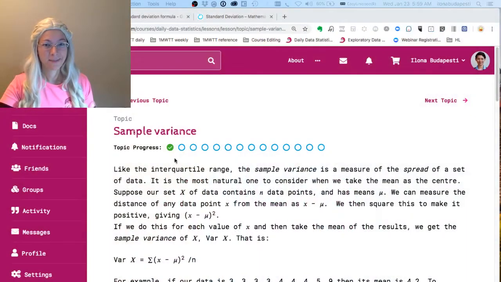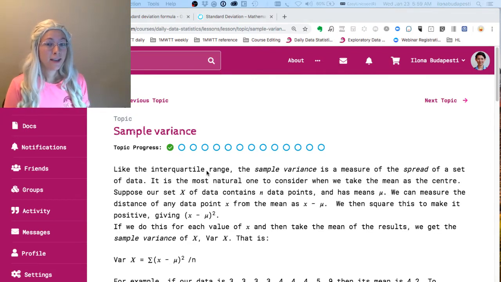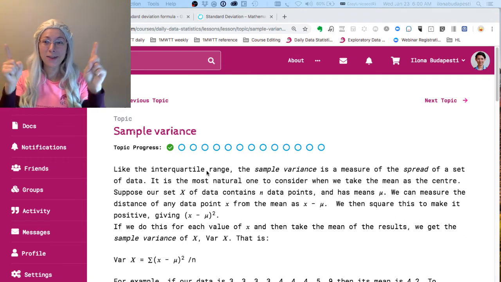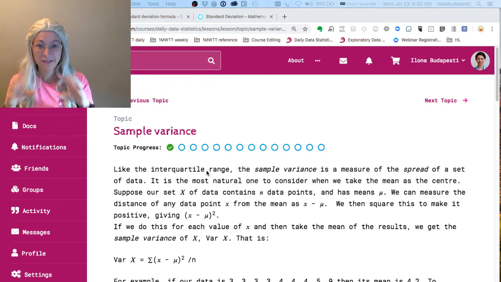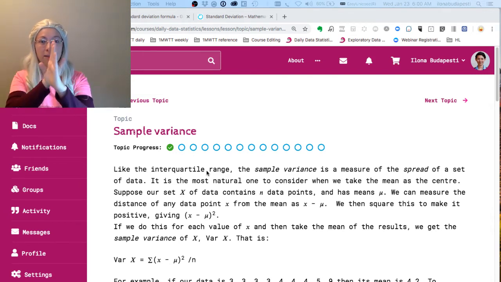Let's get started. Today we will talk about the sample variance. So, like yesterday with the interquartile range, the sample variance is a measure of the spread of a set of data. Let's define it. It's the most natural one to consider if we take the mean as the center.